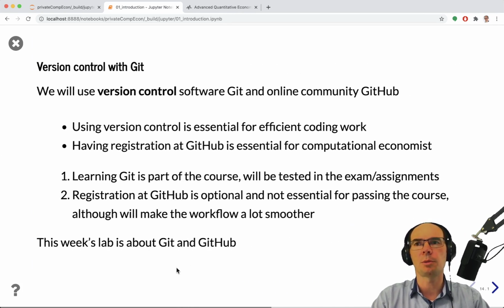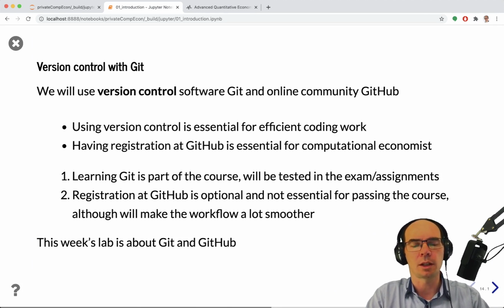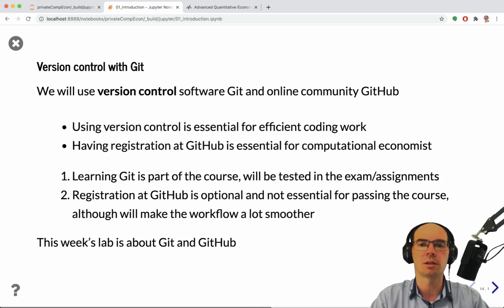All right, now a little bit about the way this course will be taught. We will use the version control software Git, and we will use the online community for coders, GitHub. I presume that many of you already have experience with these systems, but for those of you who don't, I can say that this is an essential part of any efficient coding work and definitely in computational economics. So knowing Git version control is part of the course. You are supposed to learn it in this course and be able to use it.